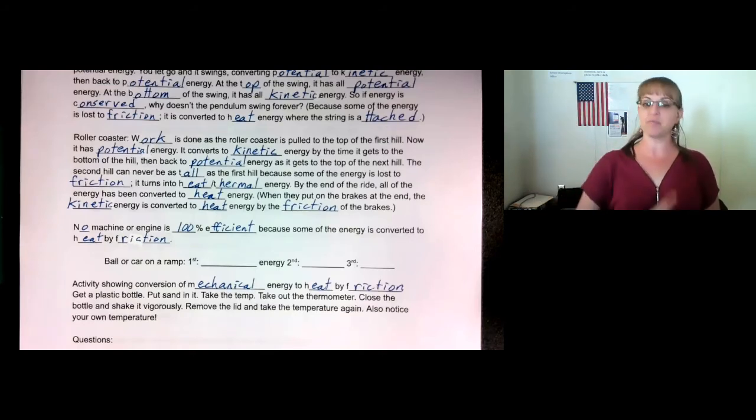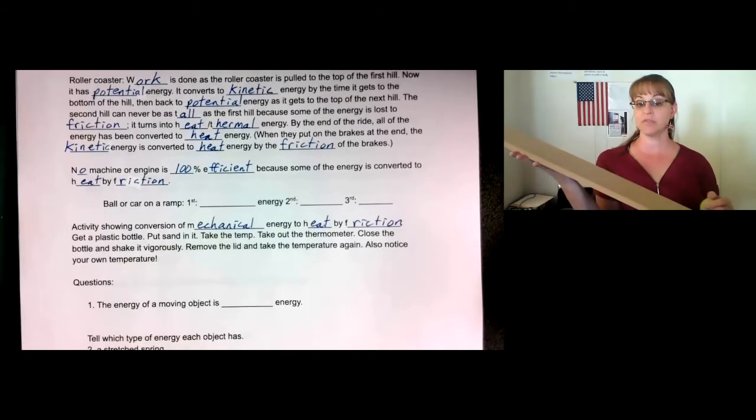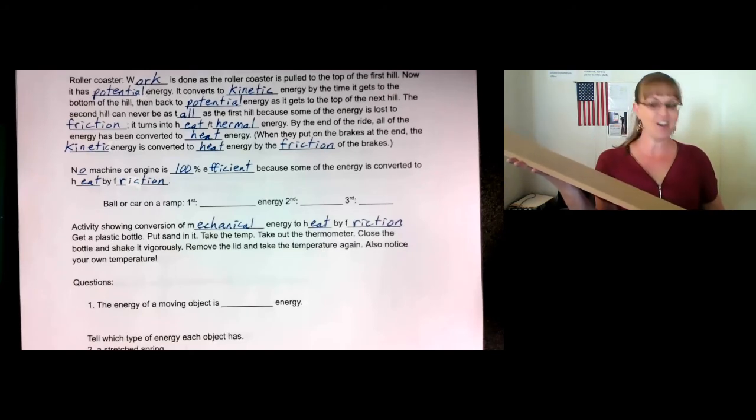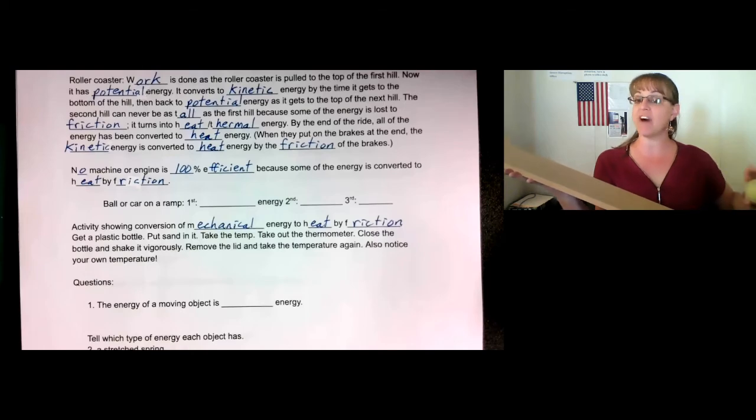But it keeps going back and forth between kinetic and potential energy until finally the friction between the wheels and the rail converts enough of the energy into heat that the roller coaster finally comes to a stop. Remember, no machine or engine is 100% efficient because some of the energy is always converted to heat by friction. So if you have a ball on a ramp, what kind of energy does it have right now? What kind of energy now? What kind of energy does it have when it finally comes to a stop at the end?